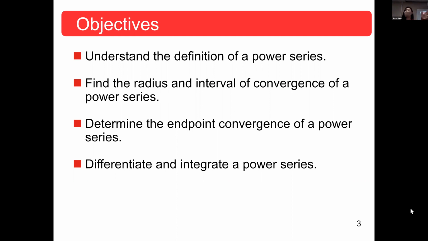So in other words, there's a convergence. Like I say, from -1 to 1, that's a good convergence. But after negative one or after +1, that's not that good. So you will see this radius of convergence. Okay, and determine the endpoint convergence of a power series, and differentiate and integrate power series. We may not get to do all of them today, but this is what we're going to do for 9.8.